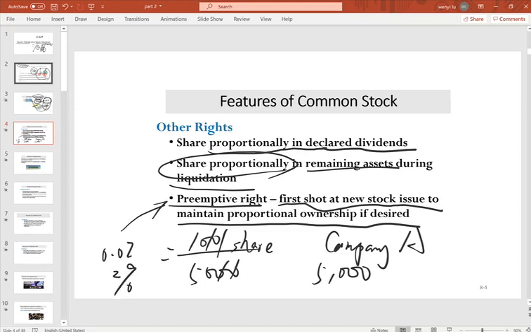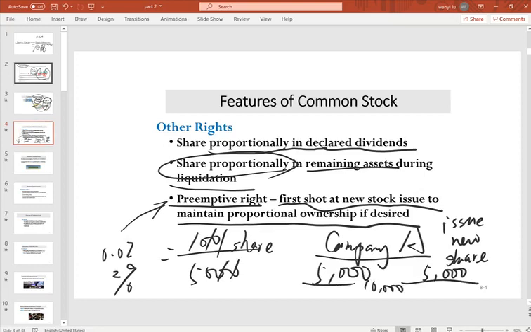Now company A decides to issue more shares because they want to expand their business and raise more money. They issue another 5,000 shares to the market, so that will be a total of 10,000 shares. If you're still holding 100 shares, your ownership will be only 1%. It's not fair to you.